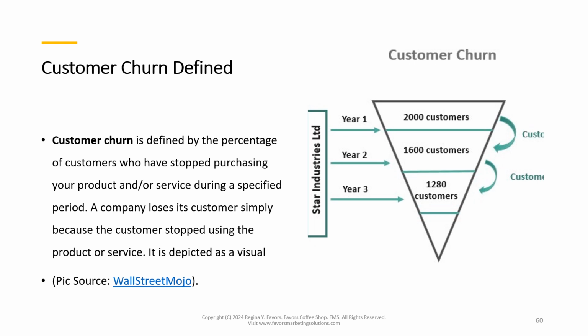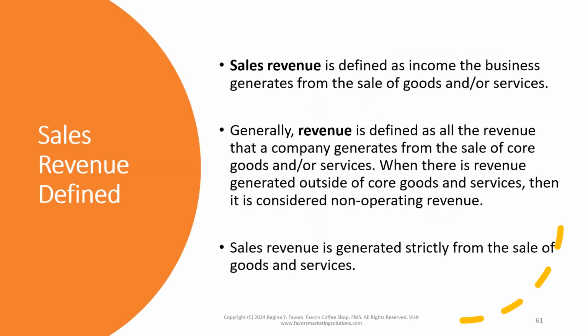The customer churn might be high or low for, say, the industry, right? Like a burger industry. If you have a lot of people who have decided to go vegan or something like that, it might be that the customer churn is affected. But in year one, there were 2,000. In year two, there was 1,600. And then in year three, 1,280. So you would have to measure why people have stopped using the product or service.